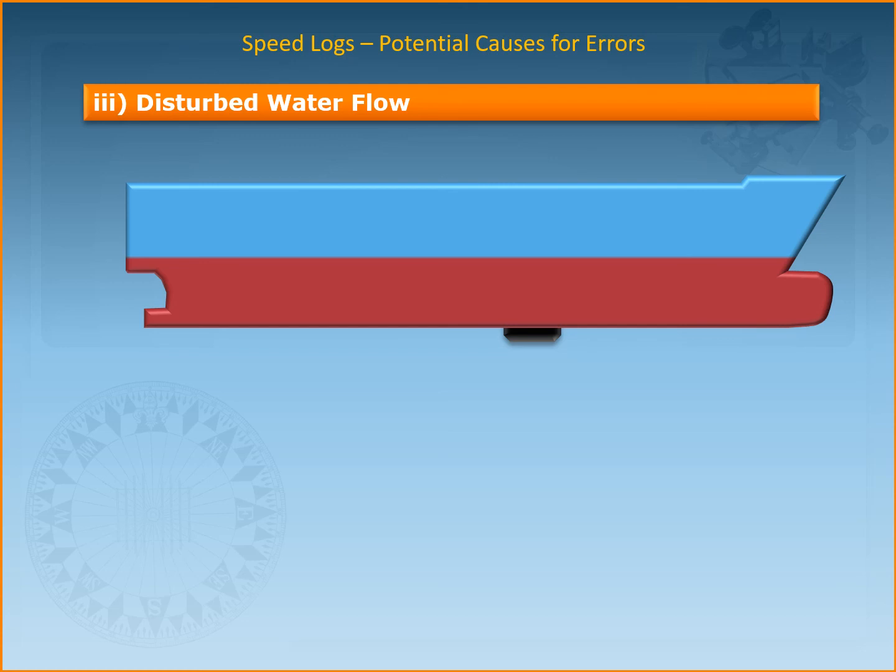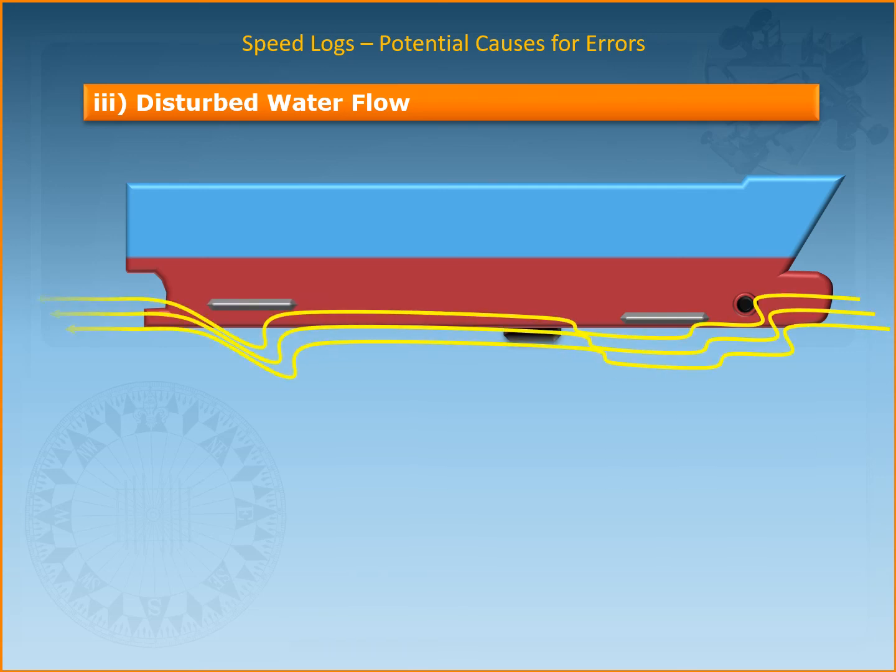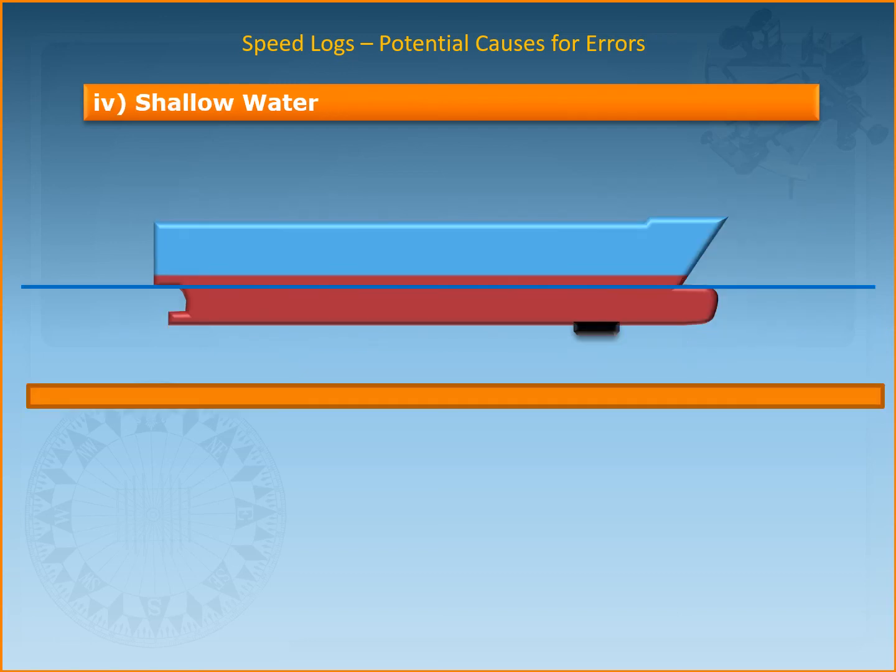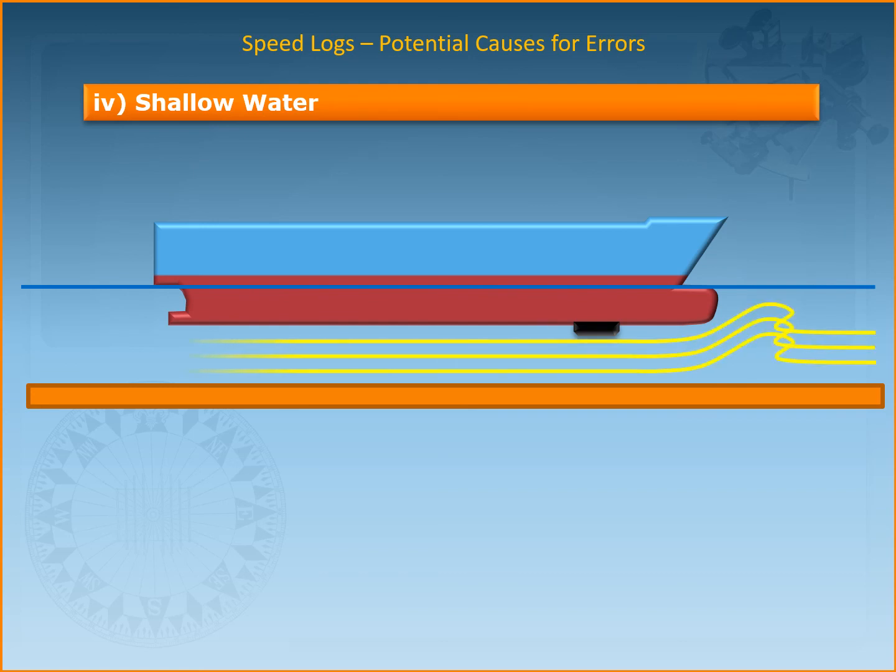In the third case, we have the disturbed water flow around appendages of the ships, such as bilge keels, anode plates, plate edges, etc. Again, because of these appendages, if water flow gets affected, then the electromagnetic log will not be able to read the speed of the water accurately. In shallow water, the changes in the water flow around the hull, particularly the under keel, also affect the actual speed of the ship over the ground. Thus, the speed indicated by the log may be only approximate in shallow water.